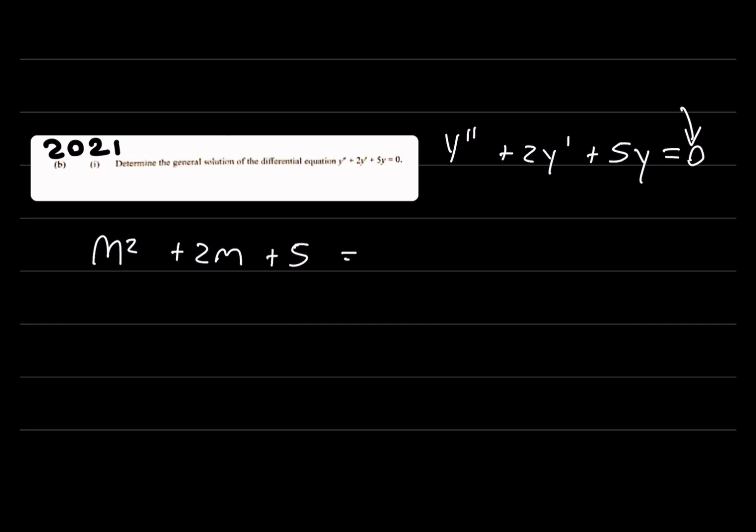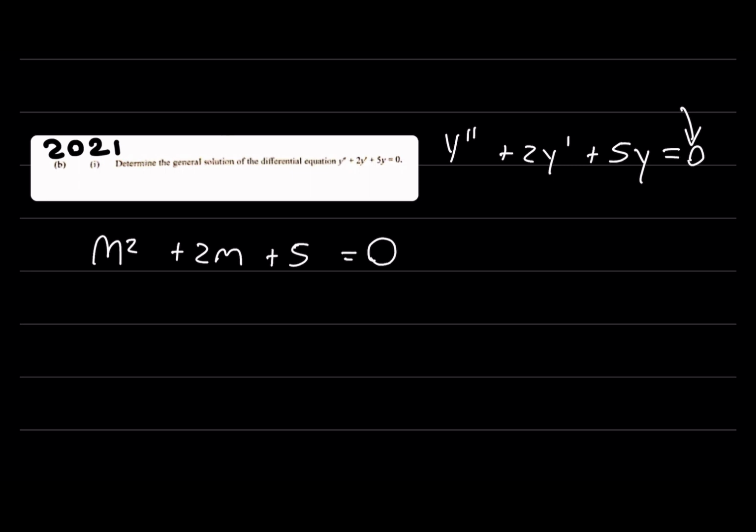Alright, so the question asks us to determine the general solution of the differential equation. They give us a differential equation, and I just decided to write it out real quick: y'' plus 2y' plus 5y is equal to 0. The first thing you should notice is that the right hand side is equal to 0. This means that it is a homogeneous differential equation. What does that mean? It means that we solve using our AQE. So we'll be left with m squared plus 2m plus 5 is equal to 0.